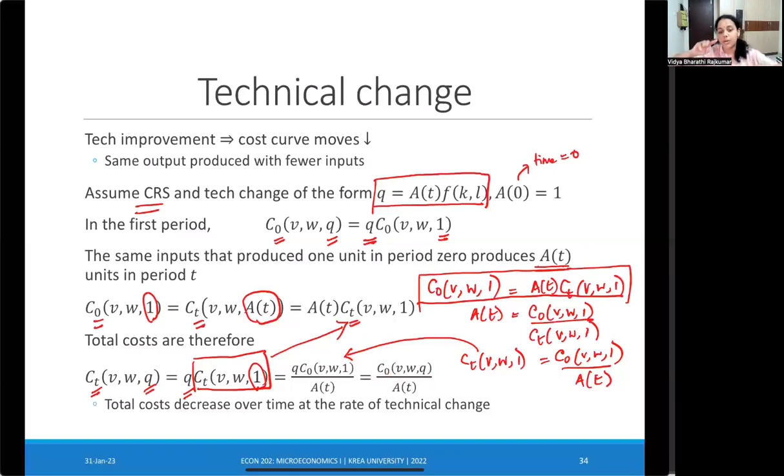Now A of t is a number that grows with time. So because A of t is positive, your cost of producing Q units in time T is lesser than the cost of producing Q units in time 0. And the costs are decreasing over time at the rate of the technical change, which is nothing but A of t. So when technical progress is happening, your costs are decreasing over a period of time, and that decrease is commensurate with the rate of technical progress. Let's see an example, and that should hopefully drive home this point.